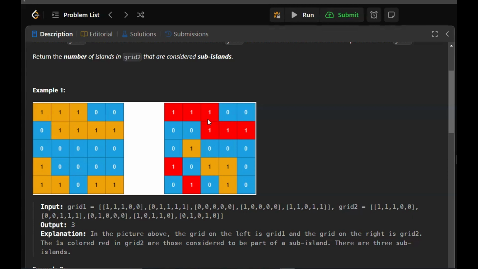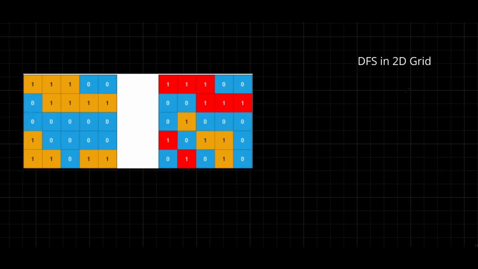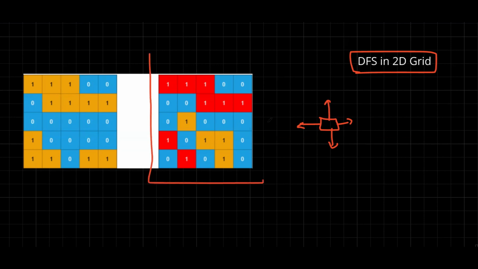Now let's move on to the algorithm. In this problem, to understand the algorithm, we should use depth first search in the two-dimensional grid. Here, our cell is 4-connected. That means its left, right, up and down cells are connected to this one. The algorithm is pretty simple. We have to scan each of the elements in the second grid, and if we find any element equal to 1, we have to start the DFS.